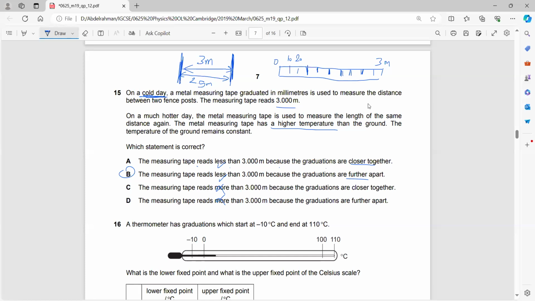So the distance between the 10 centimeters and 20 centimeters isn't actually 10 centimeters. No, the distance has actually increased. It could be, for example, 11 or 12 or 13 centimeters. Why? Because of thermal expansion.